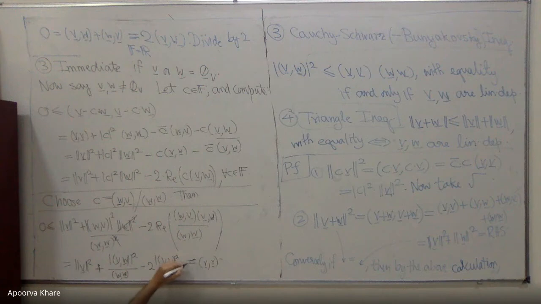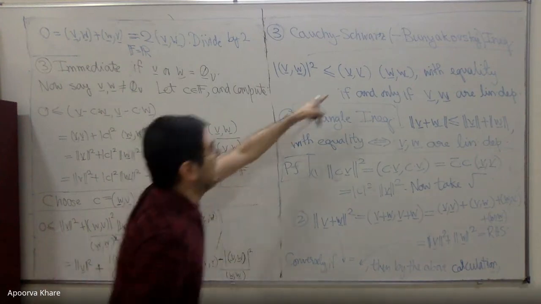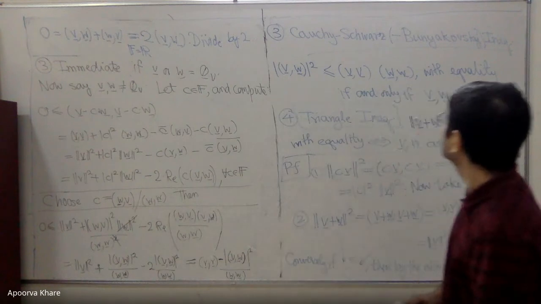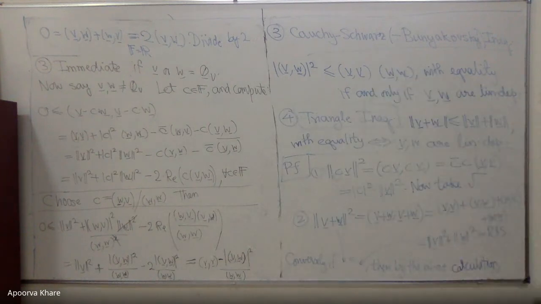And therefore, that is equal to V comma V minus the square of V comma W divided by W comma W. And this expression is bigger than or equal to 0. But that's exactly Cauchy-Schwarz, right? Take this number to the other side, multiply by the denominator, and you get exactly this. So you get the inequality.